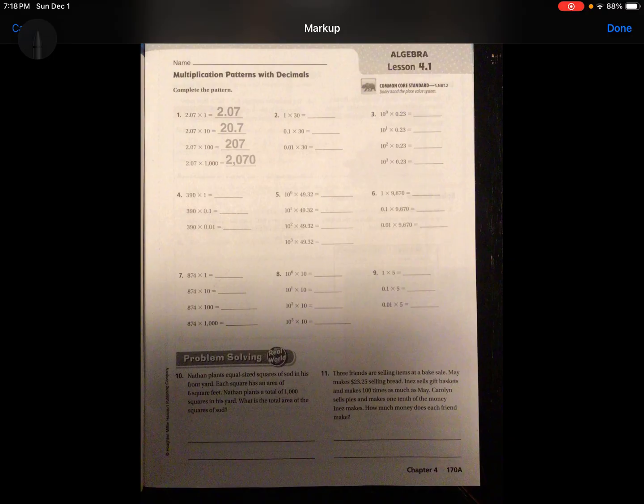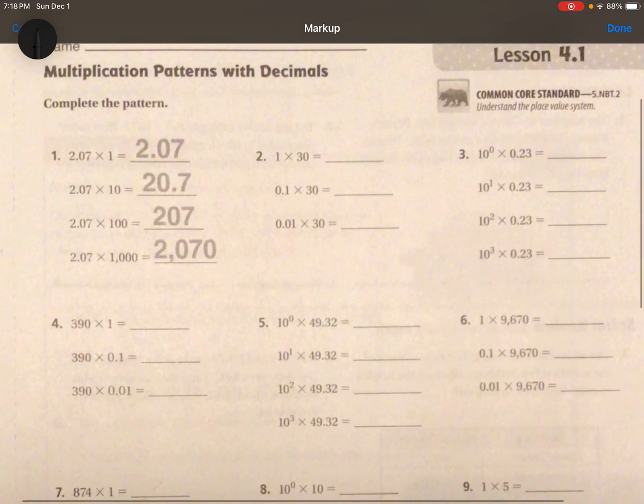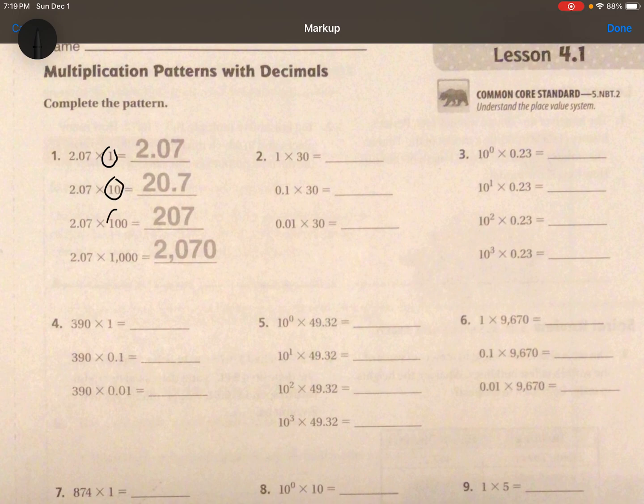For lesson 4.1, we're going to do the practice on page 170A. I'm going to do numbers 2 and 3 with you, and then you will do 4, 5, 6. Well, actually, you'll just do the rest of the page on your own, and then you'll let me know when you finish. And once you get checked off, then you can start working on the homework for today.